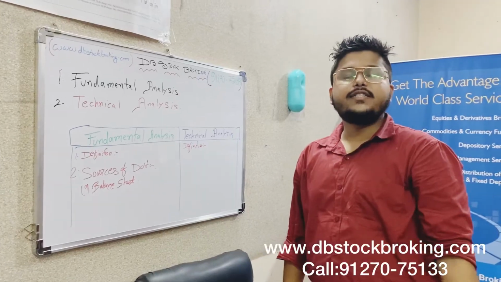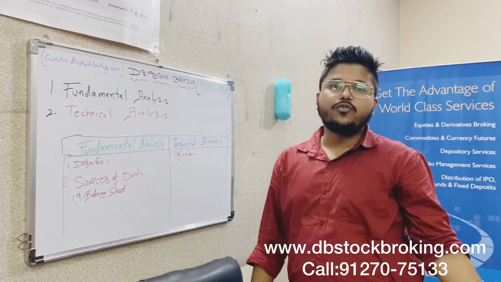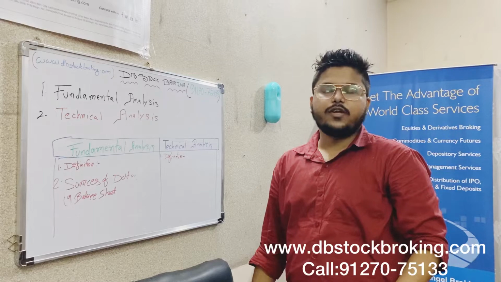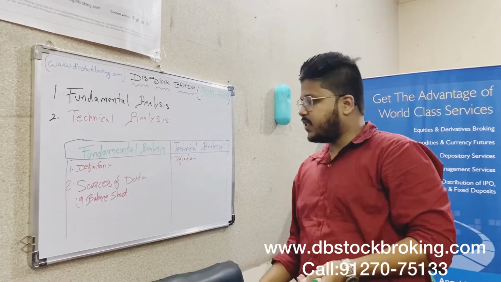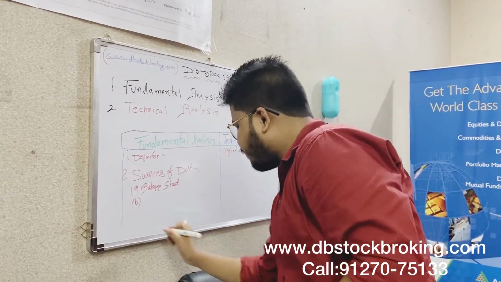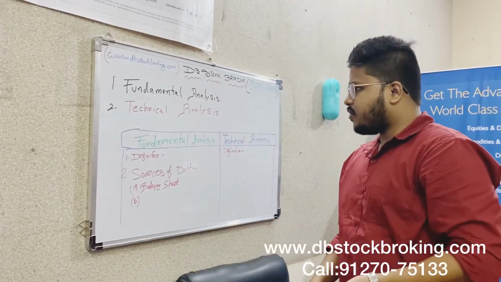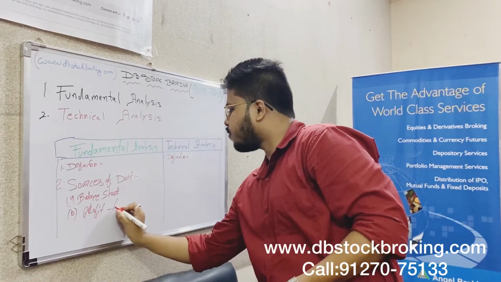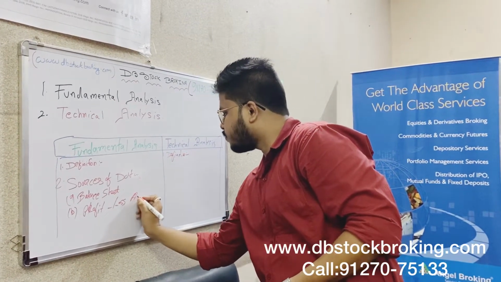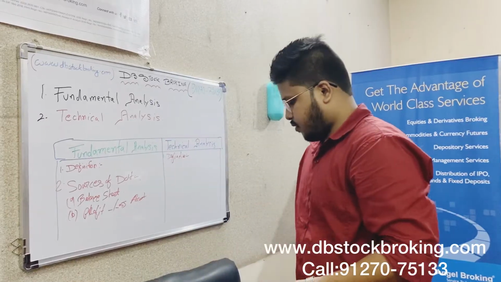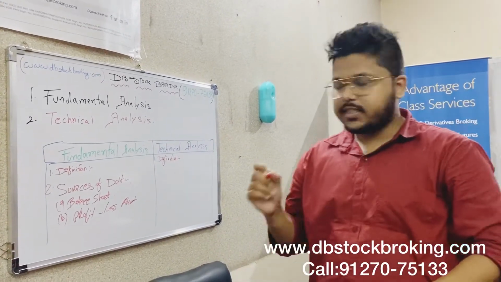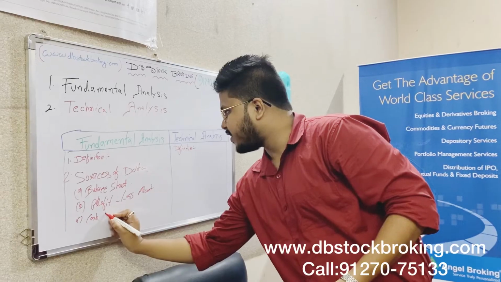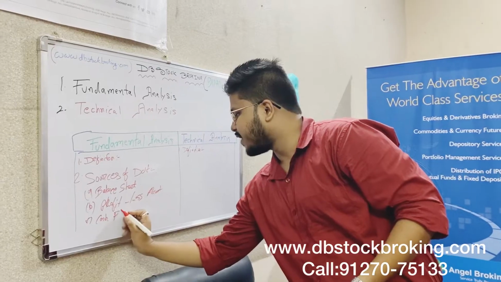Is the company making a profit in the last 1, 2, 3 years, or is it getting a loss in the last 2 years? You will get everything from the balance sheet. And there are some other sources of data, like the profit and loss account. Then the cash flow statement. These are some of the sources of data you can use in fundamental analysis.